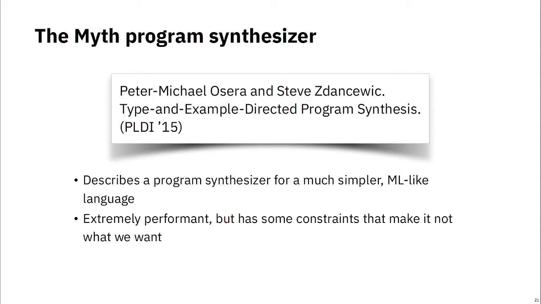We now move to discuss the implementation of the Bingus program synthesizer, and where we got our work from, and how we built on it. To start, Bingus is largely inspired and based on the Myth program synthesizer from this PLDI 15 paper, Type and Example-Directed Program Synthesis by Peter Michael Osera and Steve Zdancewic. It provides a program synthesizer called Myth for a much simpler ML-like language as opposed to our much more complicated Scheme, and it's extremely performant, but it has some constraints that make it not what we want.